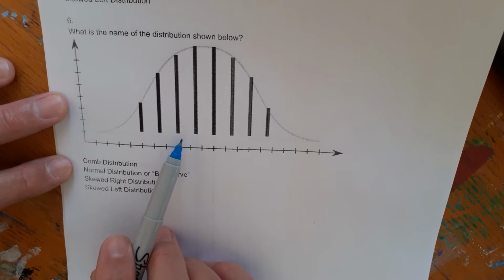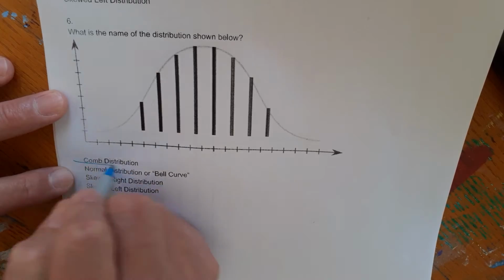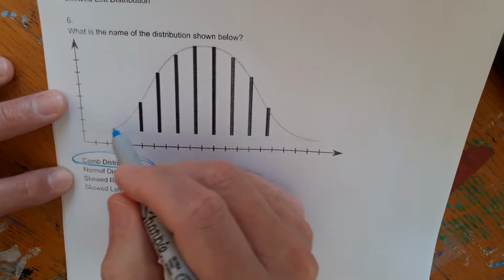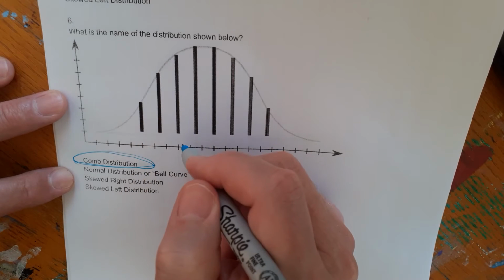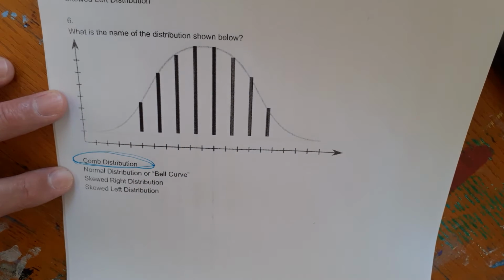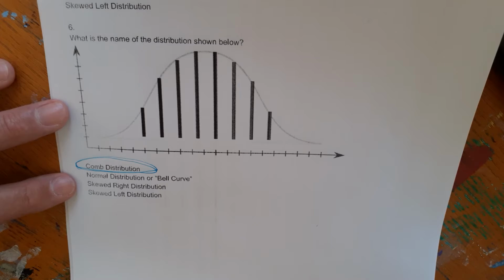What's the name of the distribution shown below? Comb distribution. All right, so it is largely fitting a normal understanding, but we're using a combination of a bar graph situation, where the data is being represented by those bars, but notice the bars are starting to fill in what looks like a classic normal or bell curve distribution.